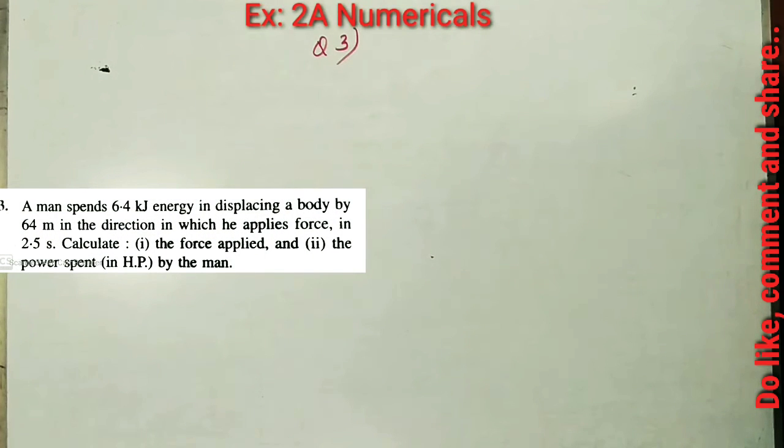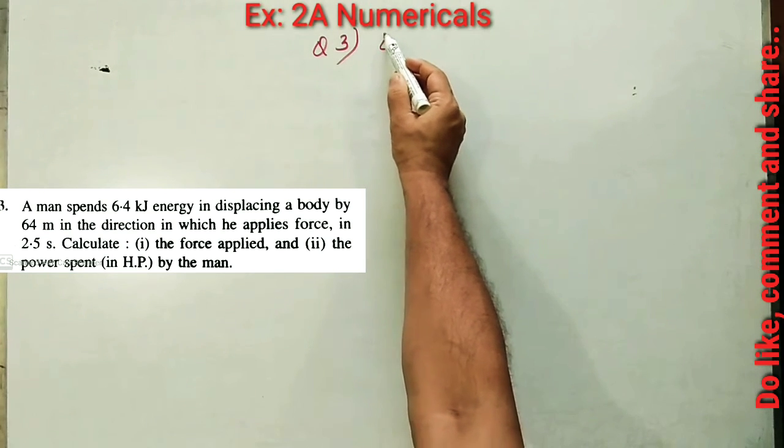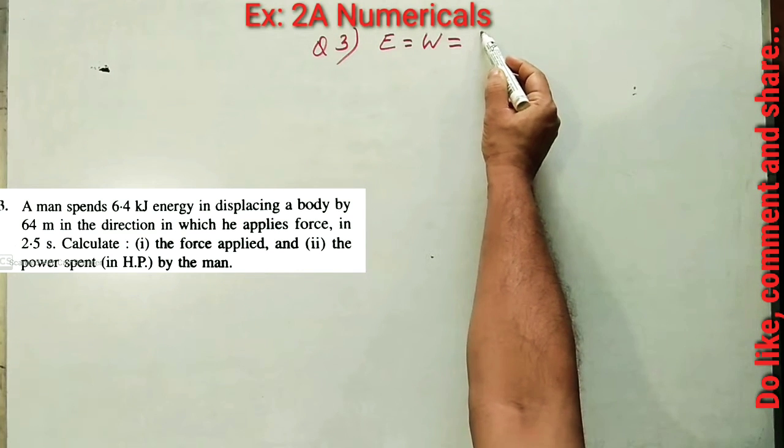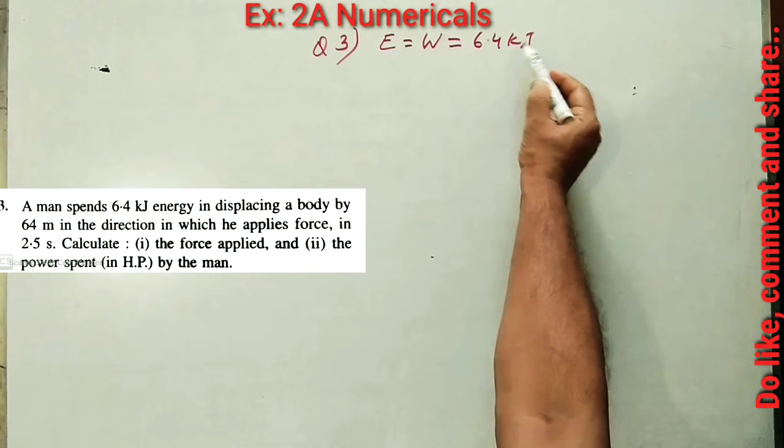Now question number 3. A man spends 6.4 kilojoule energy in displacing a body by 64 meter in the direction in which he applies a force in 2.5 seconds. Calculate the force applied. Second, the power spent in horsepower by the man. So what are the data given? A man spends 6.4 kilojoule of energy. So energy is given. Energy is nothing but the work done. Energy is equal to work done, that's equal to 6.4 kilojoule.